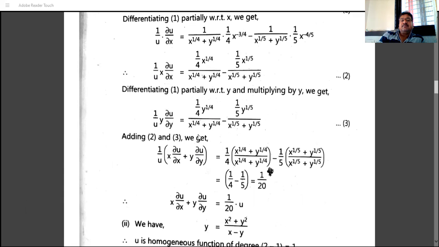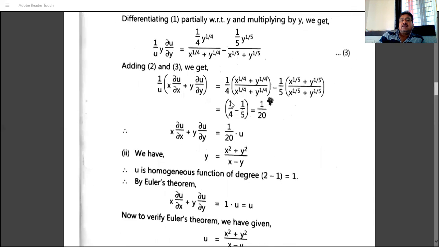So 1 by 4, this base is the same, so addition is what? 1 by 4 is a common factor, x raised to 1 by 4 plus y raised to 1 by 4, and take 1 by 5 as common, and negative sign as common. So we have x raised to 1 by 5 plus y raised to 1 by 5. And then this is 1 and this is 1. So 1 by 4 minus 1 by 5 is 1 by 20.